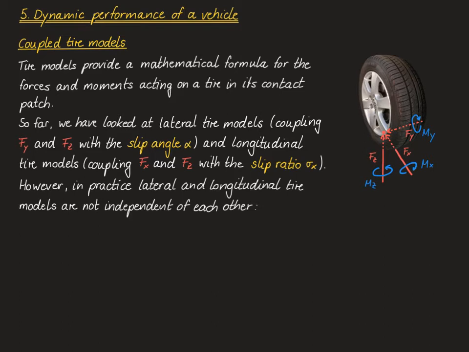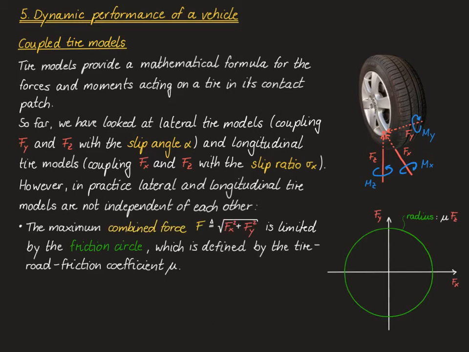each other. In particular, the maximum combined force, which is defined as the geometric addition of the lateral and the longitudinal tire forces, is limited by the friction circle of the tire road contact. And this friction circle is of course defined by the tire road friction coefficient mu.